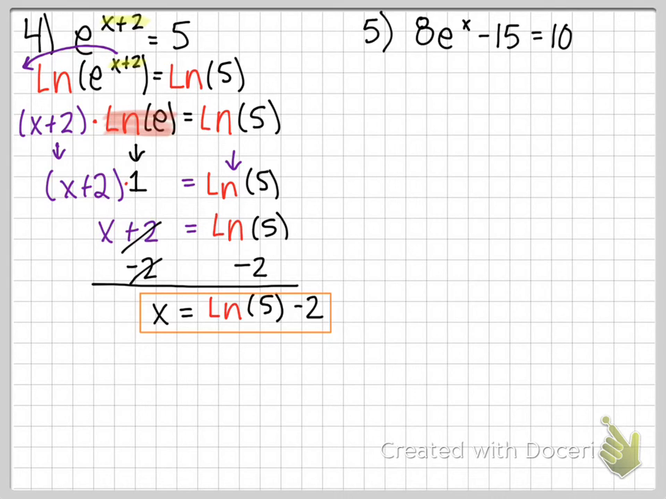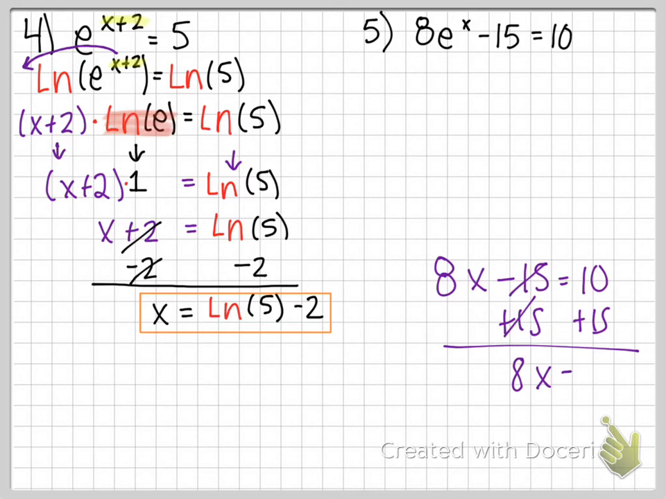Let me ask you this. If you had, let's pretend it was an equation that looked like this. I'm just going to write it down here. 8x minus 15 equals 10. What's the first thing you would do? You would add 15, right? That cancels, and then we have 8x equals 25. Then what would you do? Oops. You divide by 8, right?